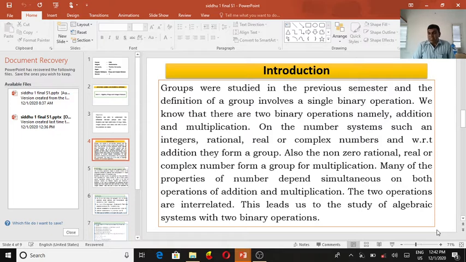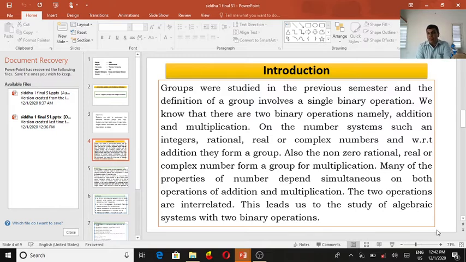On number systems such as the integers, rationals, reals, or complex numbers, with respect to addition, they form a group. Also, the non-zero rational, real, or complex numbers form a group for multiplication. Many of the properties of numbers depend simultaneously on both operations of addition and multiplication. This is a point to be noted. The two operations are interrelated.